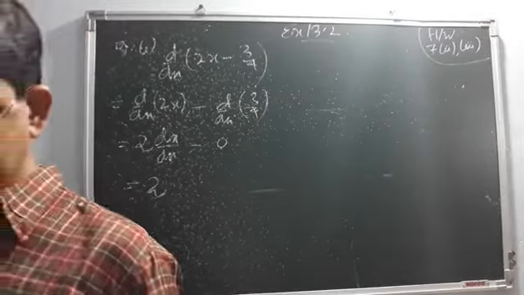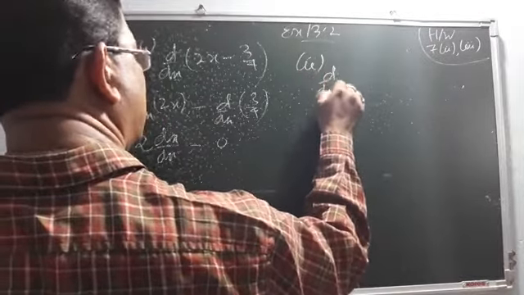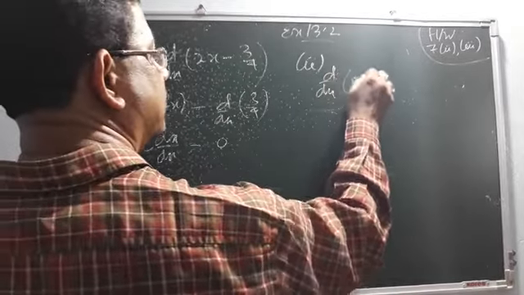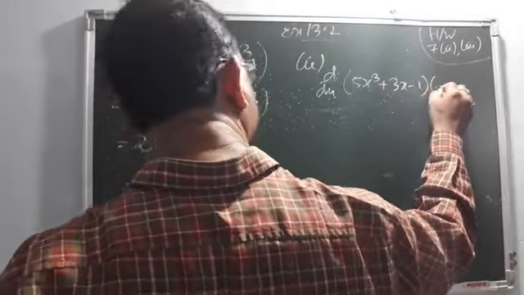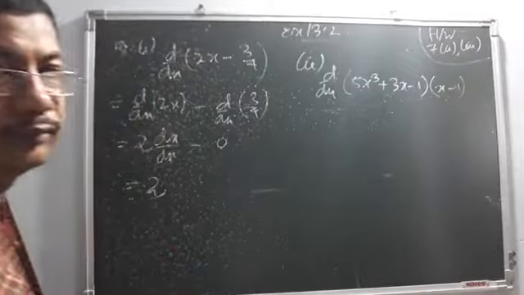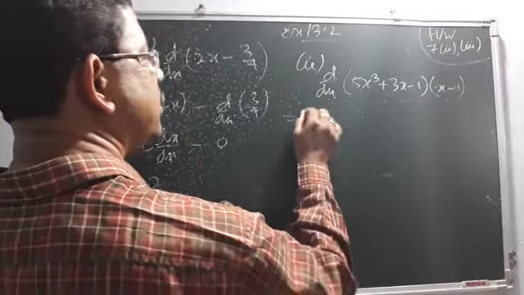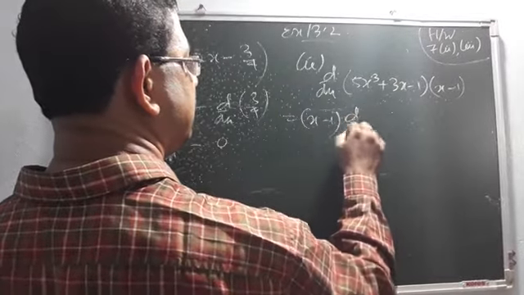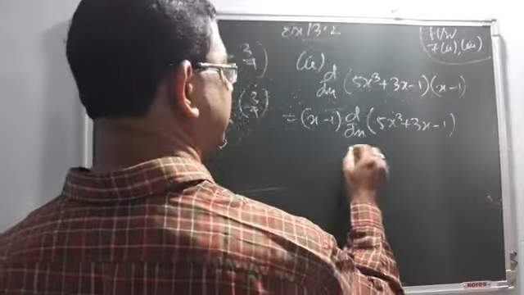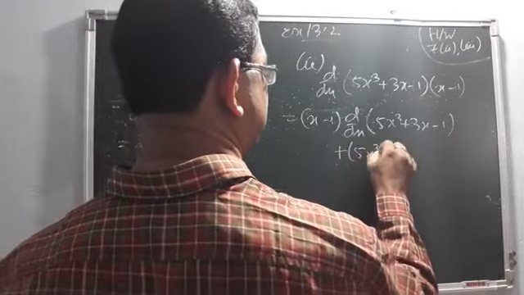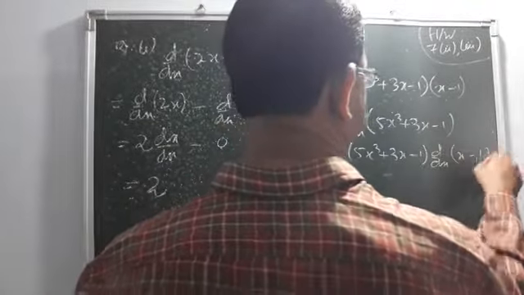So students, now question number 2. d/dx of (5x cubed plus 3x minus 1) into (x minus 1). So this is a product, automatically these are two terms. So how to do? You keep x minus 1 outside and differentiate 5x cubed plus thrice x minus 1, plus keep 5x cubed plus thrice x minus 1 and differentiate x minus 1.